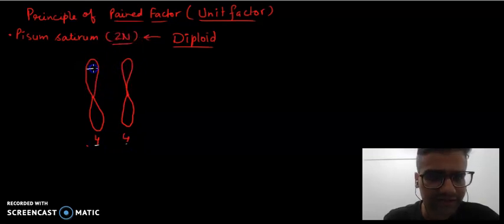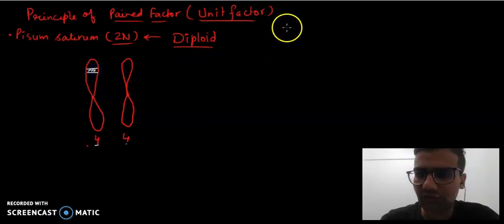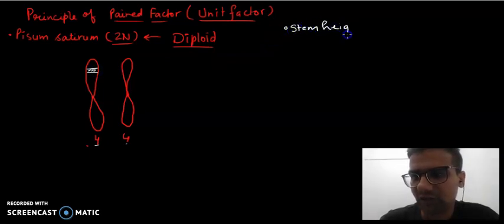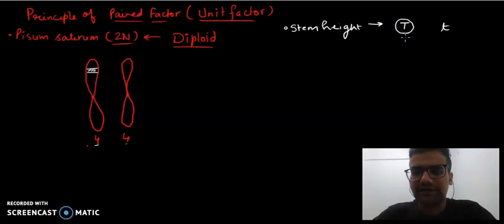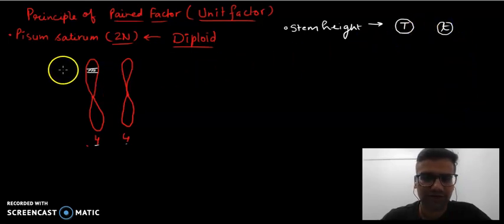Let us say we have a gene here which is responsible for stem height. Stem height can be either tall or it can be dwarf. We are representing tall by capital T, that is dominant character is basically represented by capital sign, whereas the recessive character is basically represented by small letters. So let us say this is capital T and this part is small t.